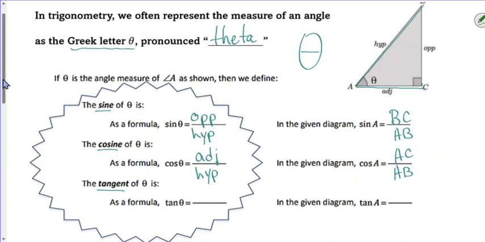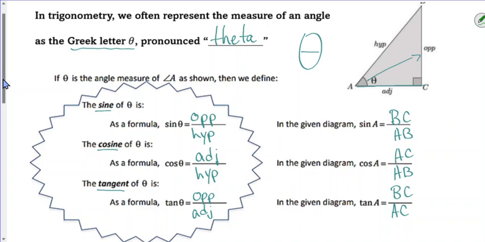And then tangent relates the two legs. It's opposite over adjacent. So the opposite side, again, the marked angle doesn't change. I'm always thinking about the side that's across from that marked angle is my opposite. That is BC. And then the side that's next to it is my adjacent side, that's side AC.